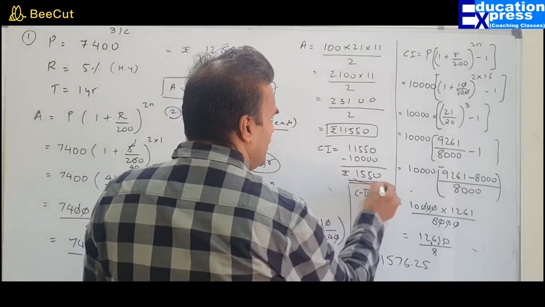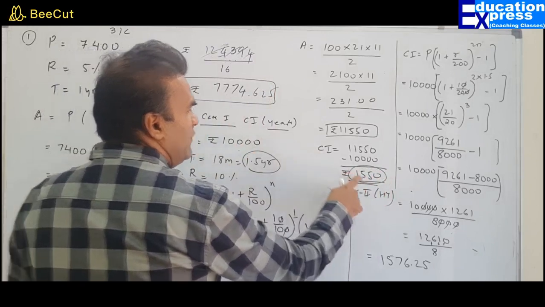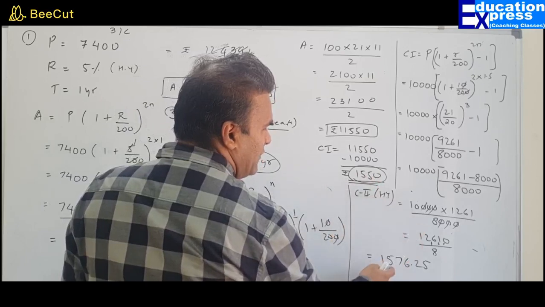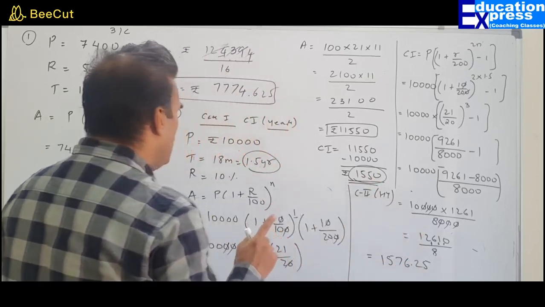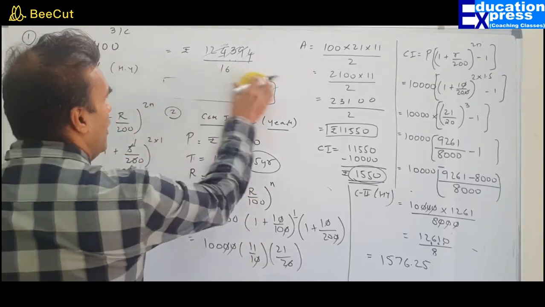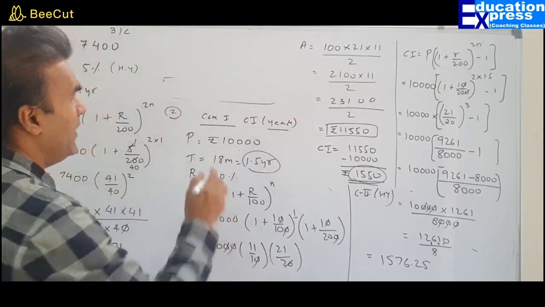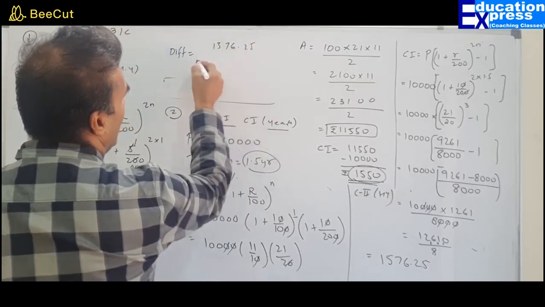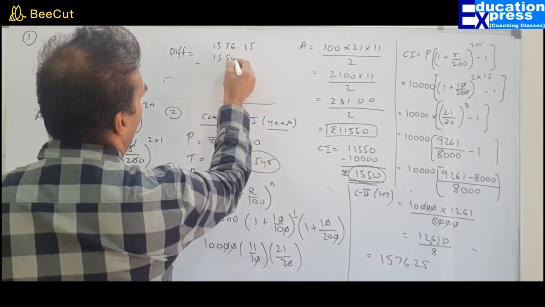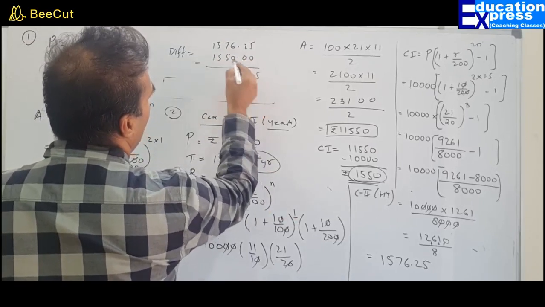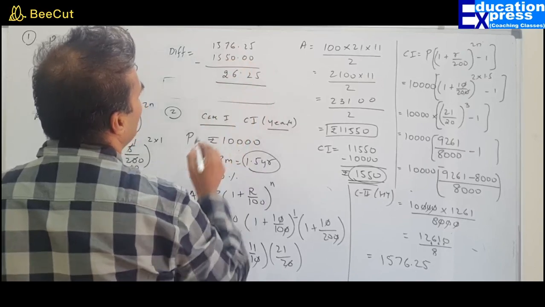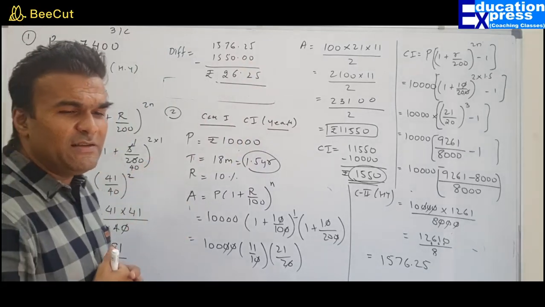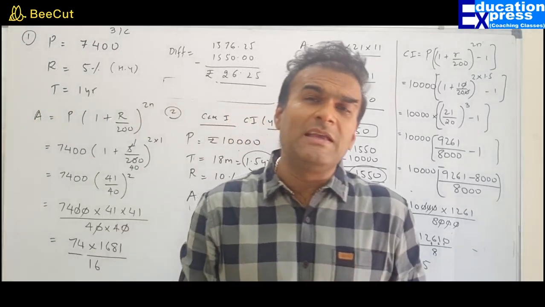The compound interest in case of yearly is 1550. The compound interest in case of half yearly is 1576.25. You have to find the difference between the two. What would be the difference? Very much clear. The difference is going to be 1576.25 minus 1550. That's going to be rupees 26.25.